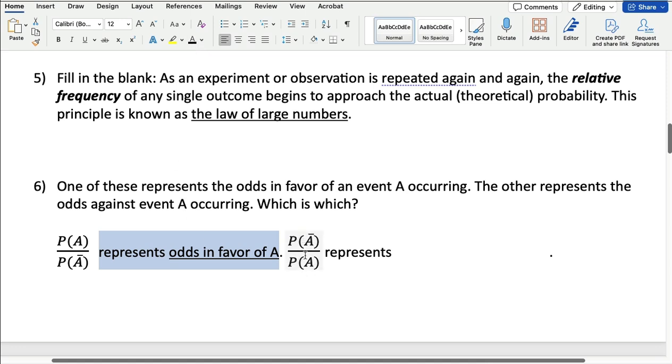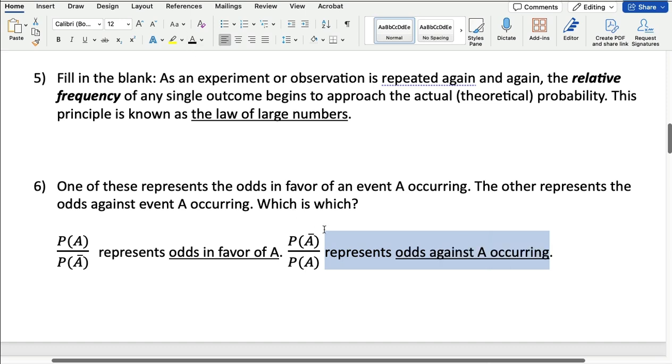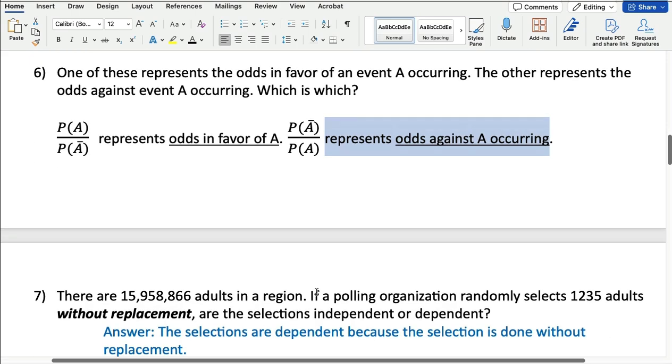If you do the opposite, if you take the probability of the complement, or probability of not A occurring, and divide by the probability of A, then you get the odds against A occurring. So the order that you divide the numbers in determines whether you're getting the odds in favor as opposed to the odds against something happening.